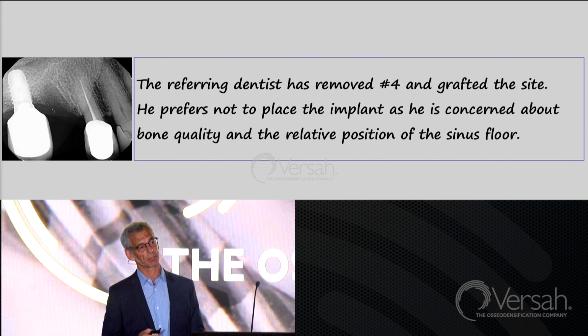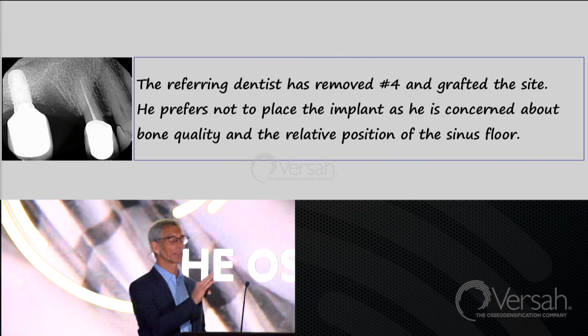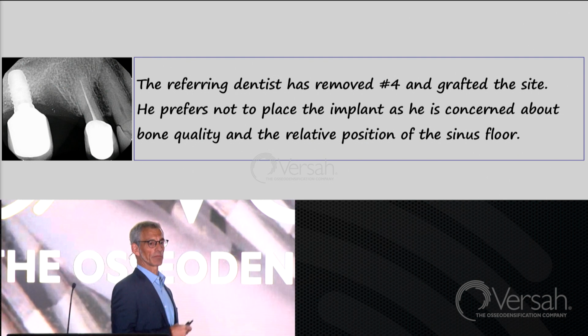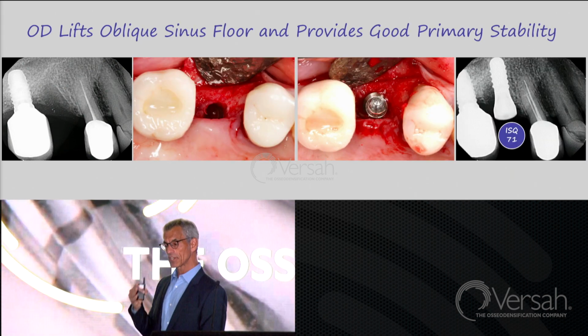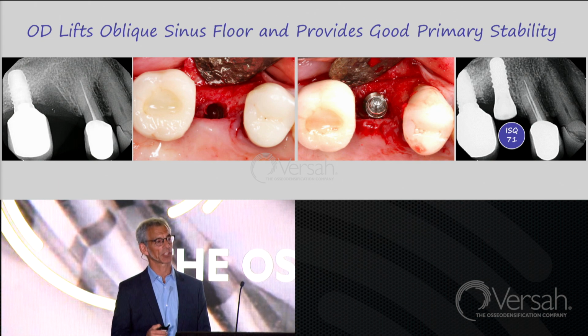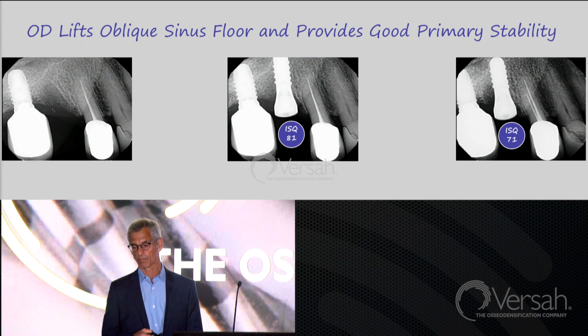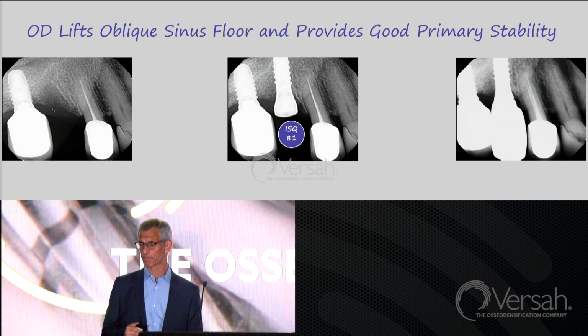And this is a good example. Referring dentist extracted the tooth, but he's concerned about the bone quality and the slope of the sinus floor. Osseodensification will lift the oblique floor and give me enough stability that I can utilize a single-stage approach. High ISQ readings and restoration.